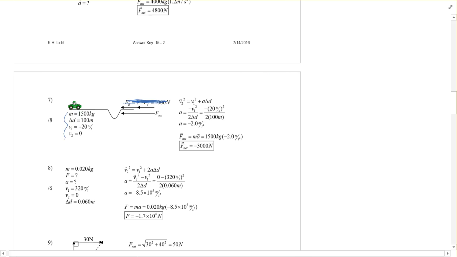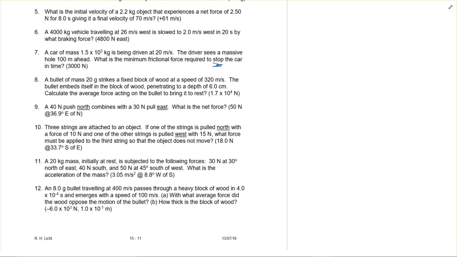The key bit here was that V2, or VF, was equal to 0. We had to figure out the acceleration. And for our net force here, we're going to assume that the frictional force is the entire net force. So if we figure out A and then put it into this formula, we can figure out the net force required is negative 3,000 newtons. I'm going to skip a few here and go to number 10.